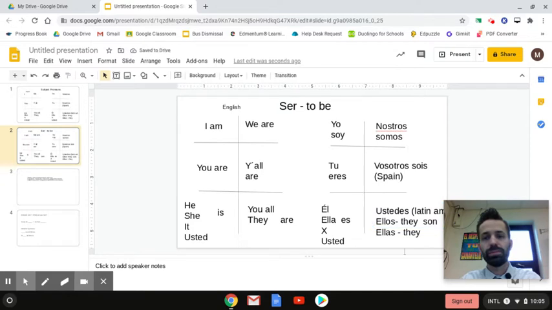Okay, so these will be important to have. These are all the different versions. So I am, you are, he, she, it is, we are, y'all are, they or you all are. Soy, eres, es, somos, sois, son.